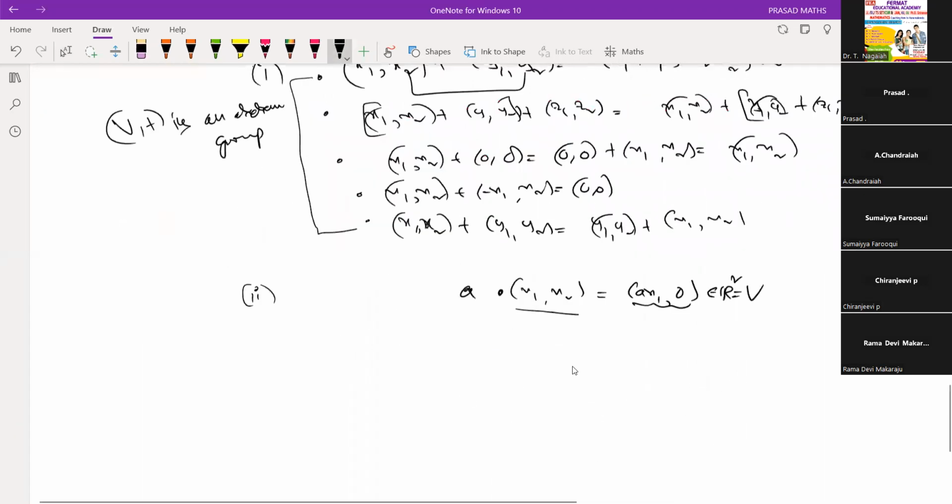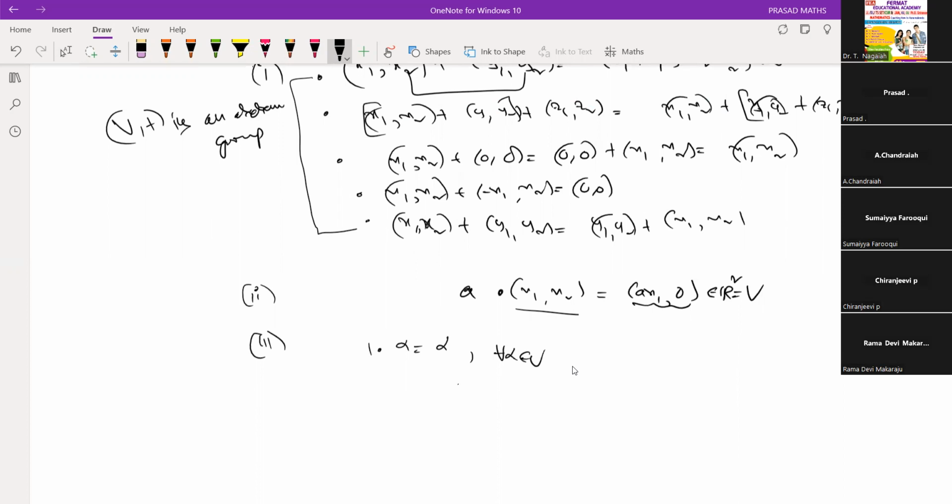Now look at property number 3. Suppose I take a equals 1. If you want to check whether it is a vector space or not, you need to keep all the properties in mind. So what are the 4 properties? The last property: the identity element 1 dot alpha is equal to alpha for every alpha belonging to V. I need to check this.